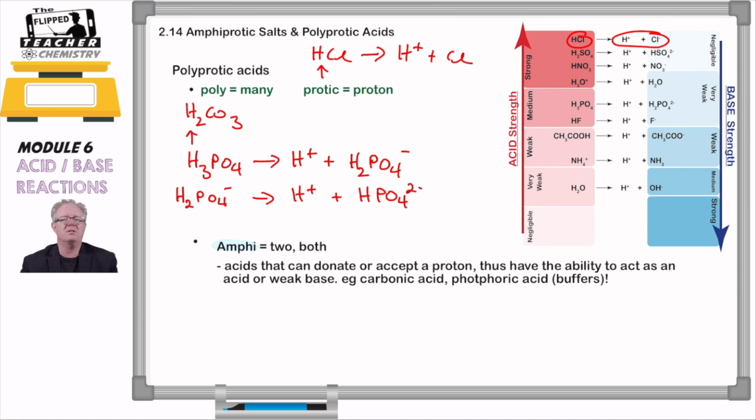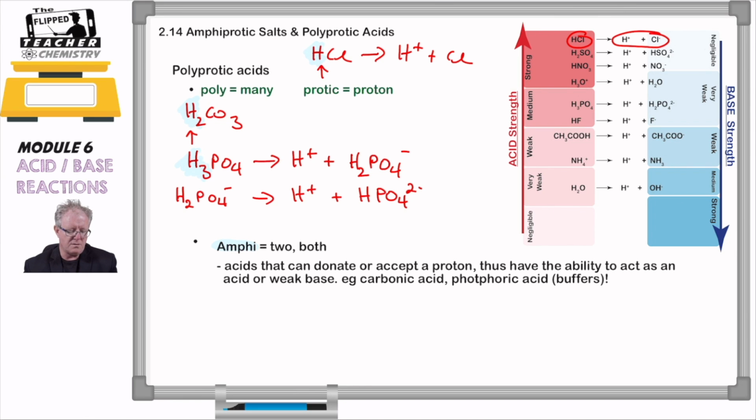Sometimes you see in textbooks that they talk about monoprotic. That's a monoprotic acid, mono meaning one. Then we have diprotic, 2, triprotic, 3.